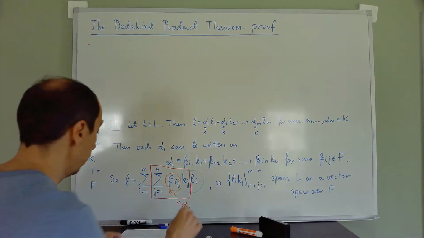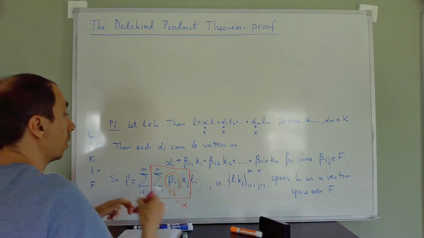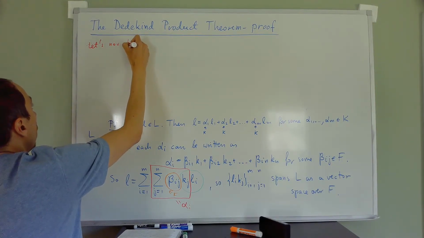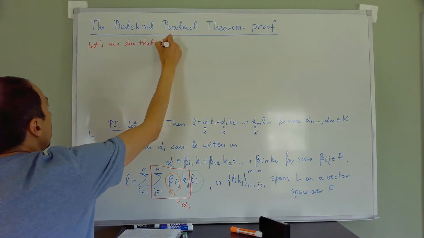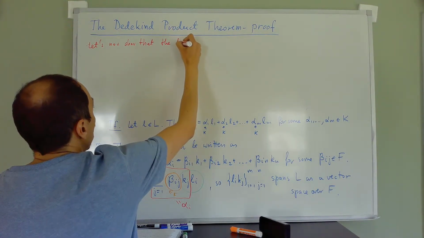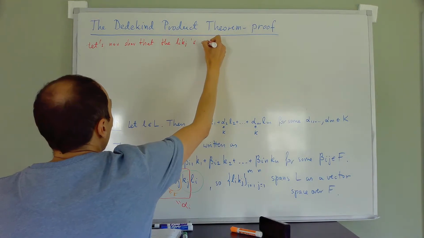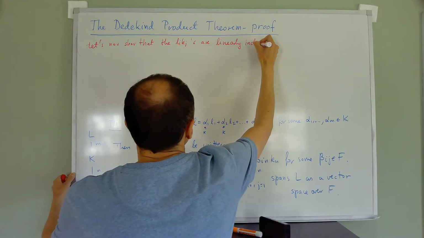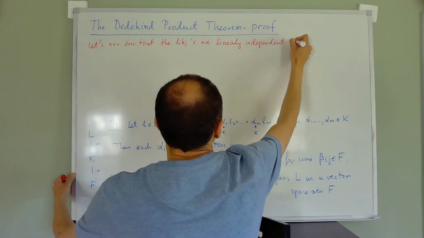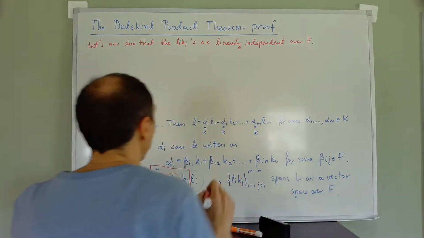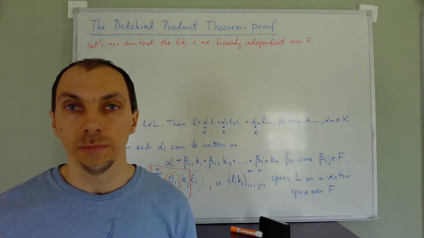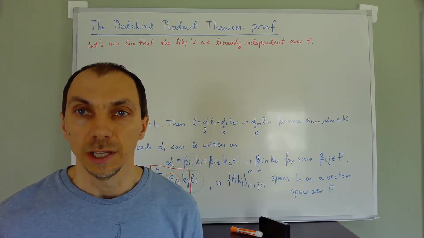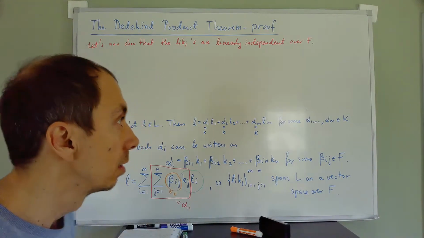So let's now show that the k_j l_i are linearly independent over F. Well, how do you show linear independence? You write a sum with some coefficients in F, set it equal to 0, and then you want to show that all the coefficients must be 0.